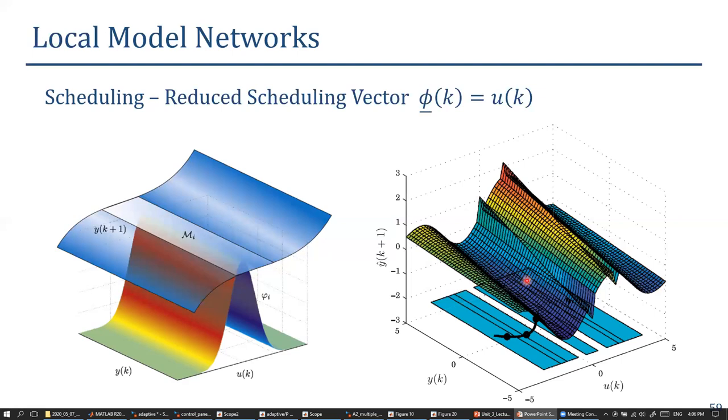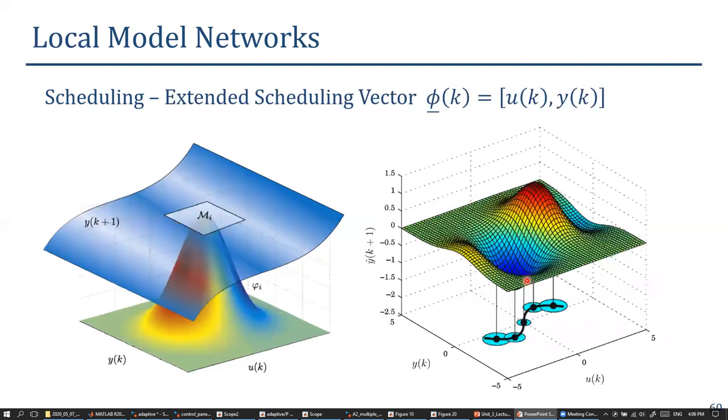If we select our scheduling vector to be both inputs, so the input and the output, UK and YK, in this case we would get the classical Gaussian bell, right? And the validity region is shown here, and in this case we would get our modeled surface, which is shown in this particular graph.